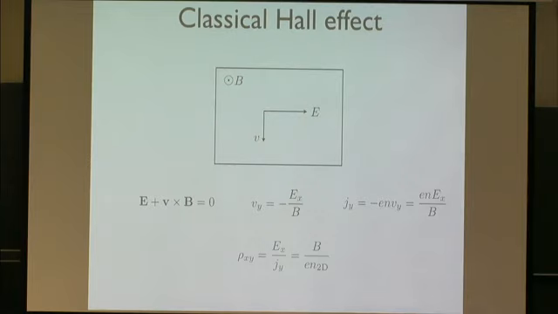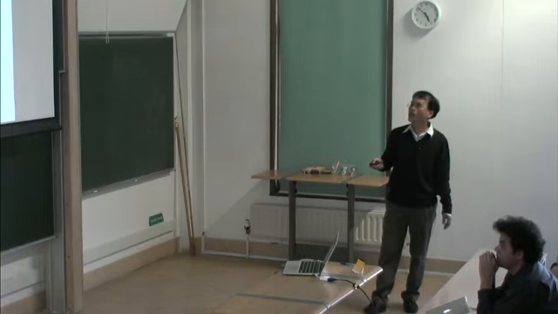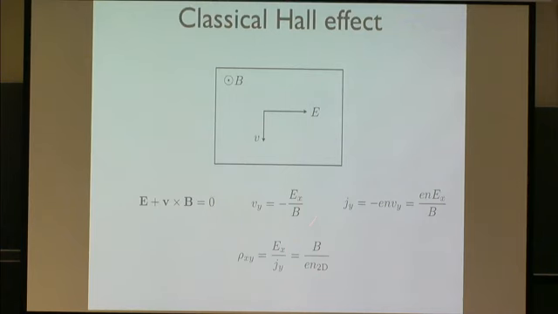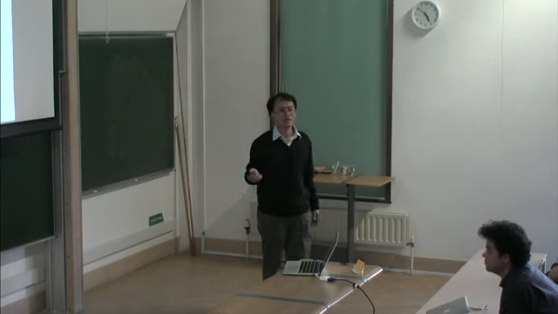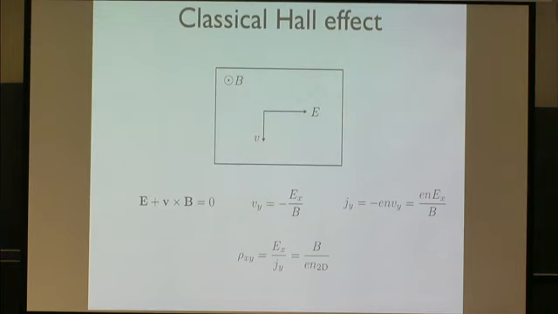And by dividing the electric field in the x direction by the current in the y direction, you determine the Hall resistance rho xy, and you find that rho xy is proportional to the magnetic field if the two-dimensional density of electrons is held fixed.